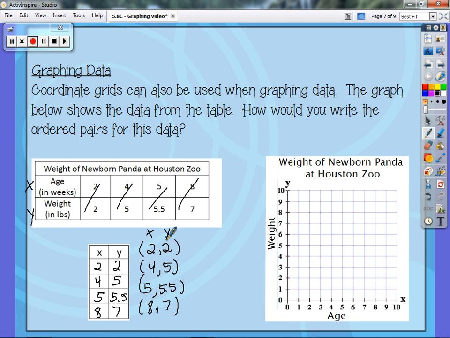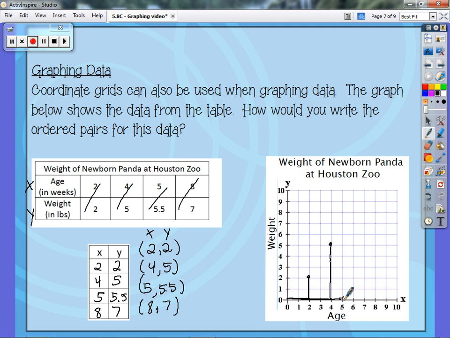Oh, we're walking down the x-axis. We're walking to the elevator, right? So we're going on the x-axis. Very good. So we're going to walk down the elevator. We start out at 0. We're walking to 2, and then we're going up the elevator to 2. And then we're going to walk to 4, and then we're going to go up to 5. The next one we have, we're walking down to 5, and we're going up to 5.5.